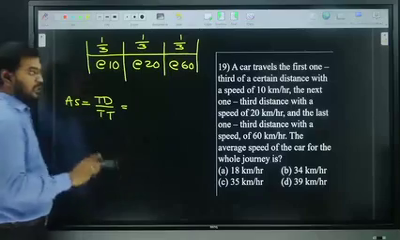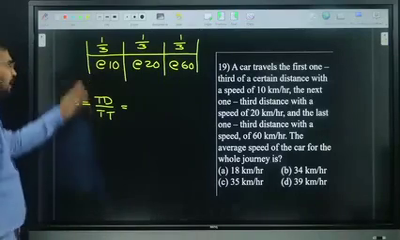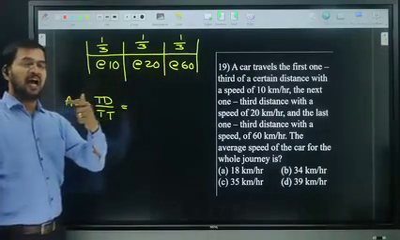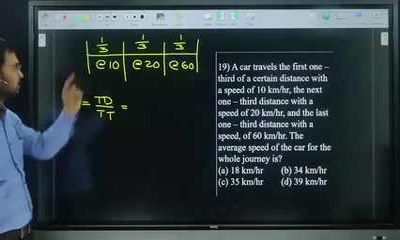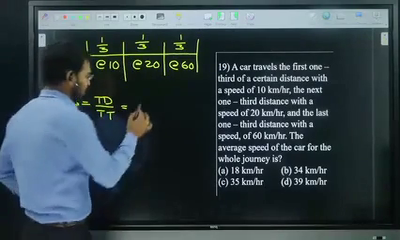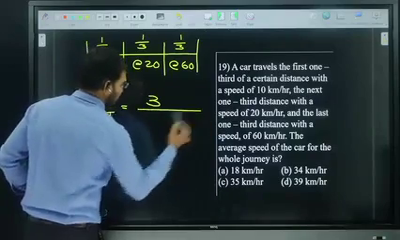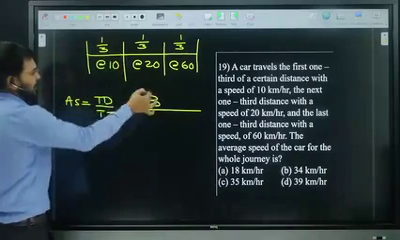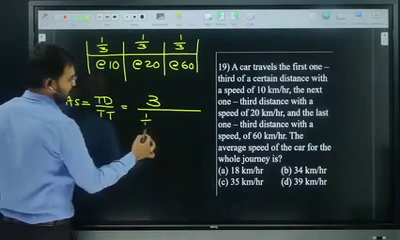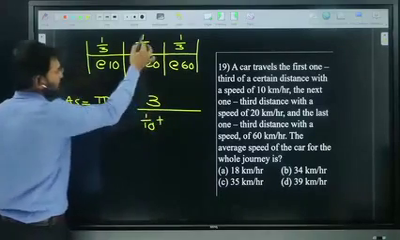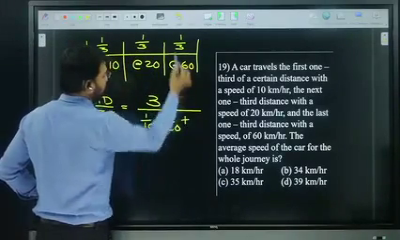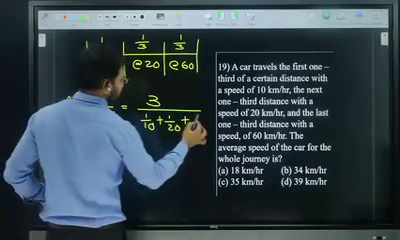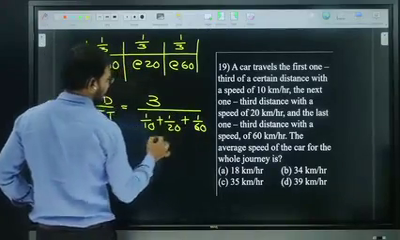I already told in average speed fifth type: whenever they give in terms of parts, we take the LCM of denominators as the total distance. Here 3, 3, 3, LCM is 3. The total distance I assume as 3. One third of 3 is nothing but 1, 1 at the rate of 10. One third of 3 is 1, 1 at the rate of 20. 1 at the rate of 60.